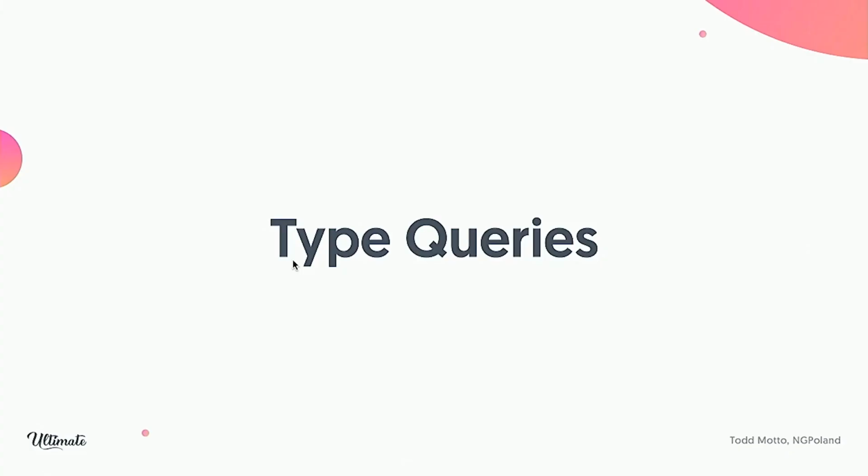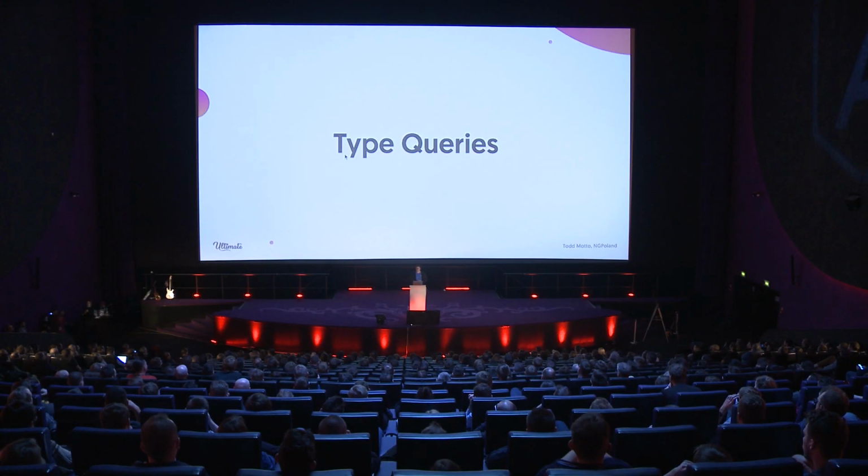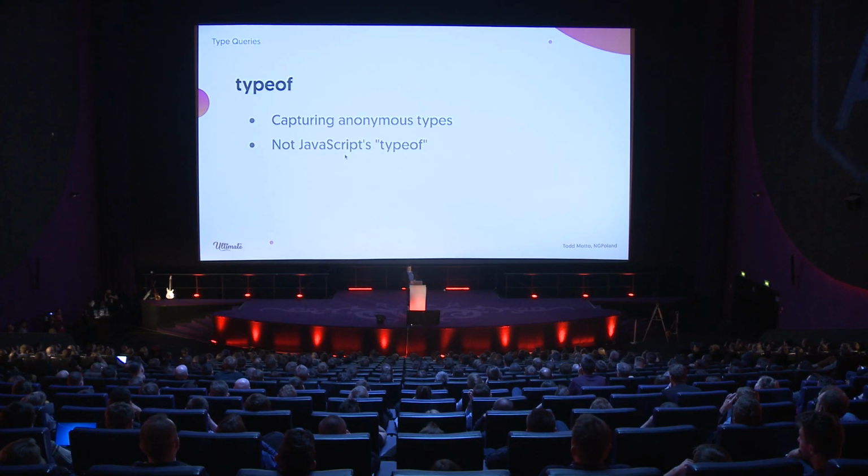So that was kind of a precursor to some of the type query things, because some of these features link together. So type queries are kind of small but powerful. They're kind of interesting little things. We can use the typeof operator to capture what we can call an anonymous type. We'll have a look at this.